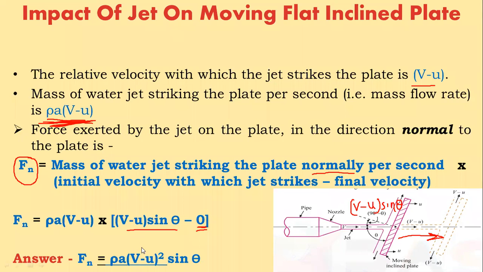So here we have got the answer. The force acting normally to the plate is Fn equal to rho A into V minus U whole bracket square, sine theta. Now, what was the formula for the normal force for the stationary inclined plate? Can anybody remember?